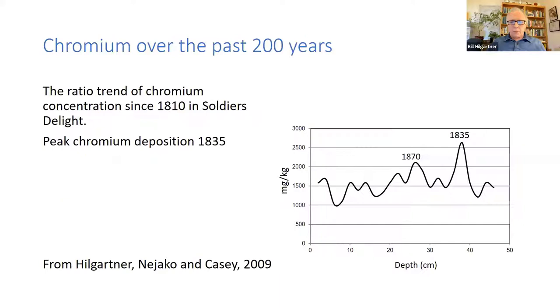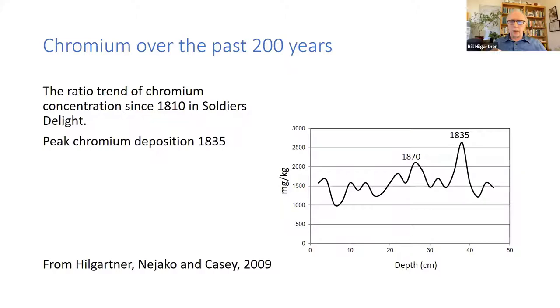I took a core a number of years ago and reported in 2009 on Soldier's Delight, and we didn't go back very far. We got about 200 years or so of time out of this, but it was enough to show that a chromium peak occurred around 1835, and that matches up pretty well with what we know historically about the chromium mining from other reports.